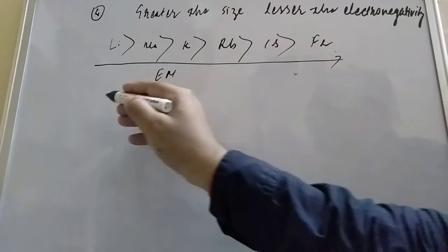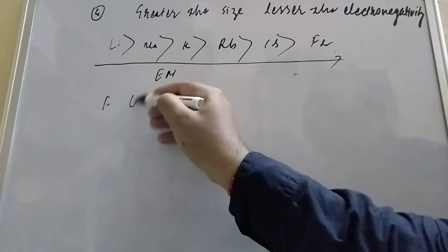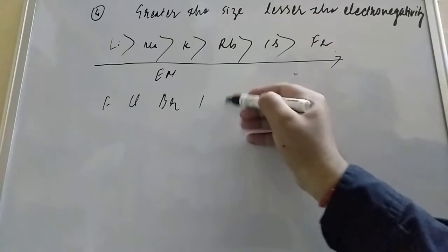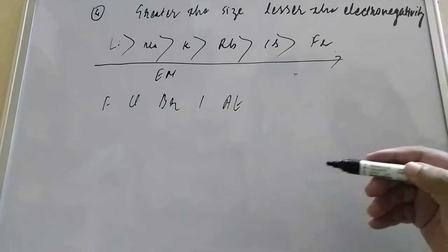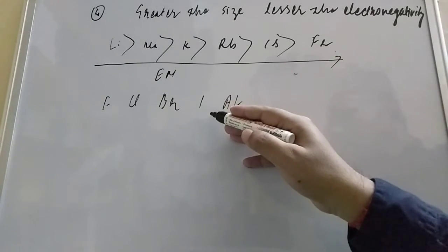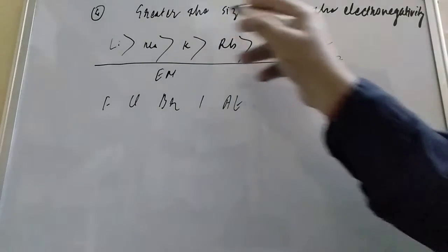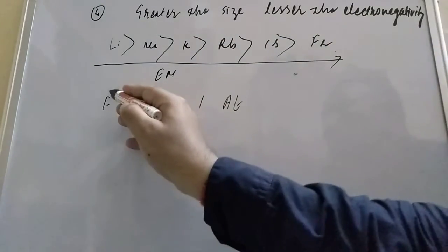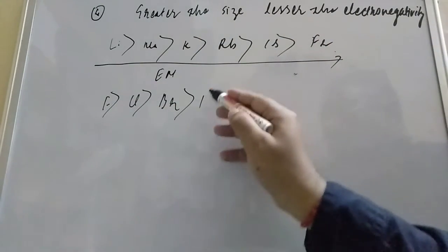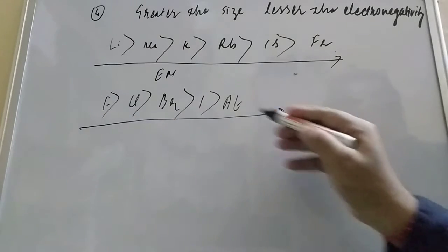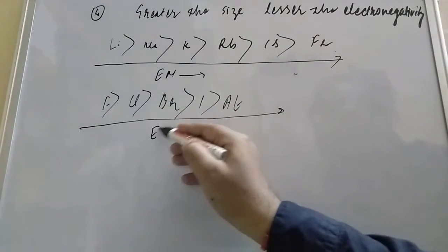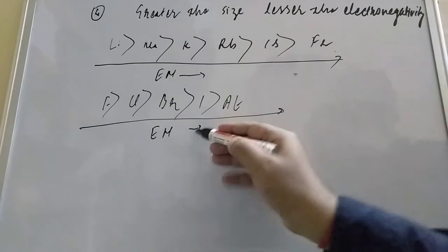If you talk about another group, suppose you are taking group 17: fluorine, chlorine, bromine, iodine, astatine. Astatine and iodine are larger in size, so greater the size, lesser the electronegativity. This is a small size. This is the order of electronegativity. Keep this point in mind, student.